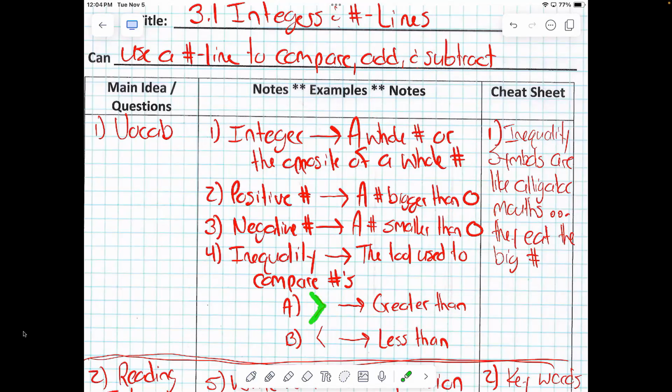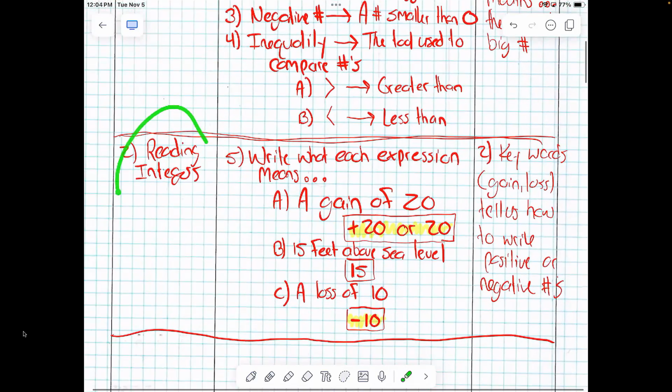An inequality is a tool used to compare numbers. What does this inequality symbol stand for? Greater than. What does this one stand for? Less than.